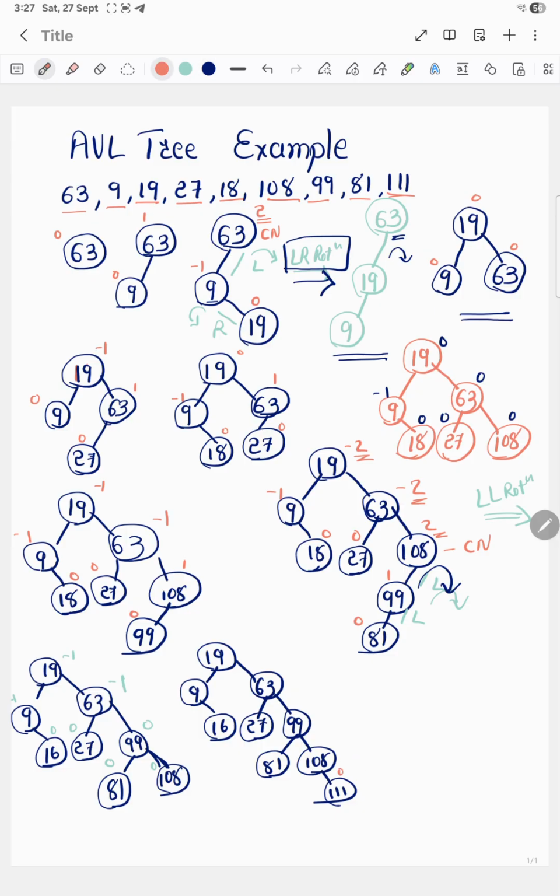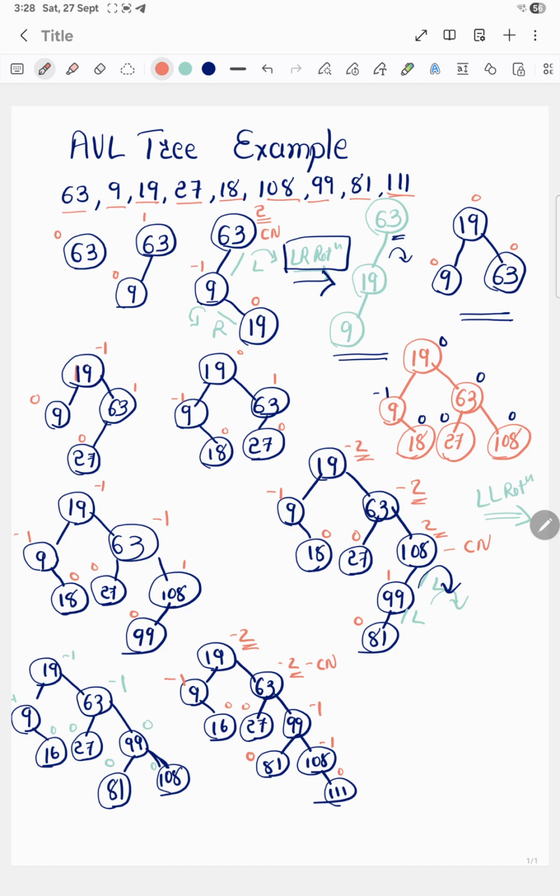Now I need to check the balance factor. For 111 it's 0, for 108 it's minus 1, 81 it's 0, 99 is 1 minus 2, that's a minus 1, 27 it's 0, 16 it's 0, 9 it's 0, minus 1, for 63 it's 1 minus 3, so that's a minus 2, and for 19 it's 2 minus 4, so again minus 2, right. As you can see over here, again it is minus 2, but I told you that you need to decide the critical node. So here in this scenario the critical node is 63, right.